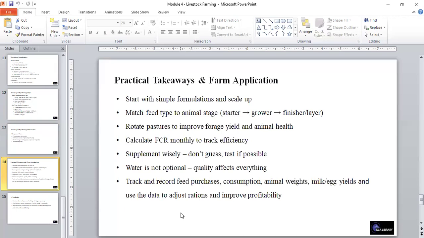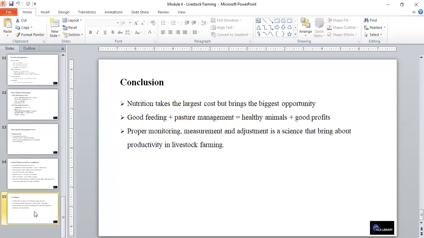So the key practical takeaways are that you start with simple formulation and scale up. You match feed type to animal stage. You rotate pasture to improve forage yield and animal health. Calculate FCR monthly to track efficiency. Supplement feed wisely. Give water regularly. Track and record feed purchases.